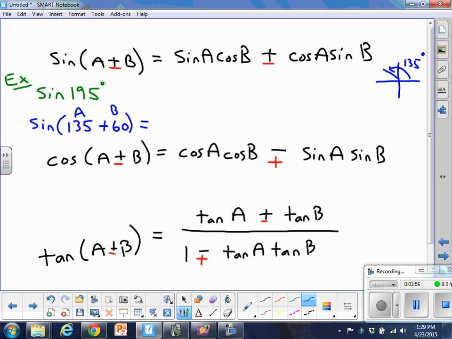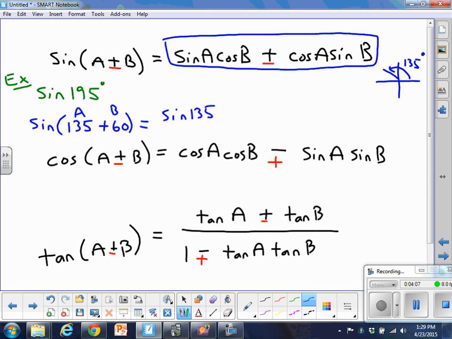So the sine, if we go up to the way the format's written right up here, we know what our A and our B are now. We're going to need the sine of 135 times the cosine of 60. And we're doing a plus, and then we switch them up: cosine of 135 and the sine of 60.